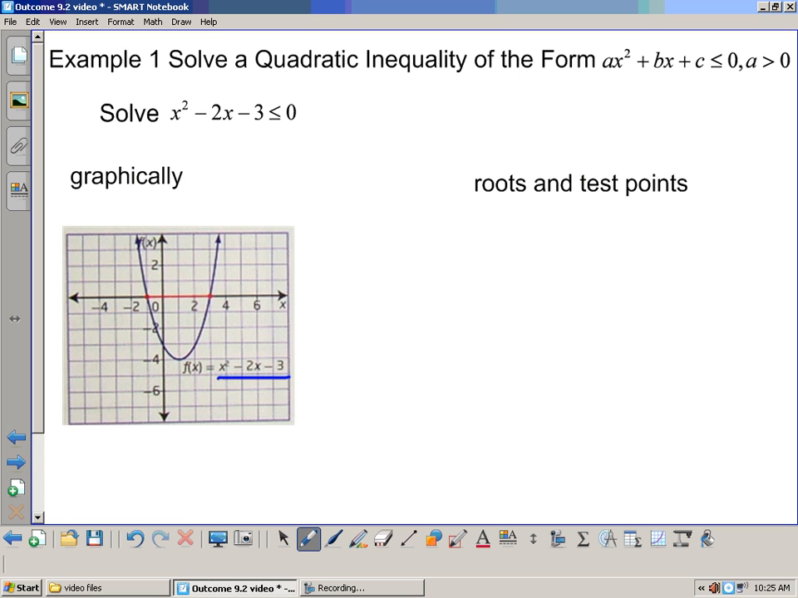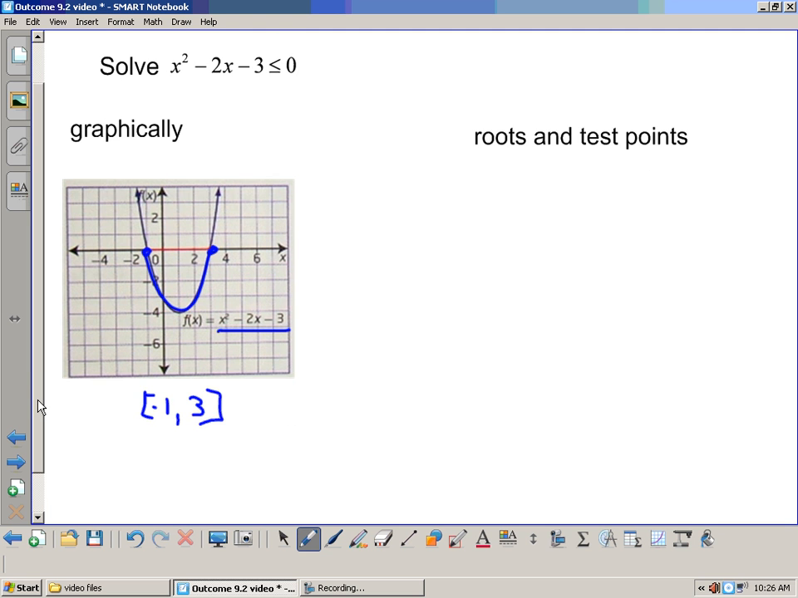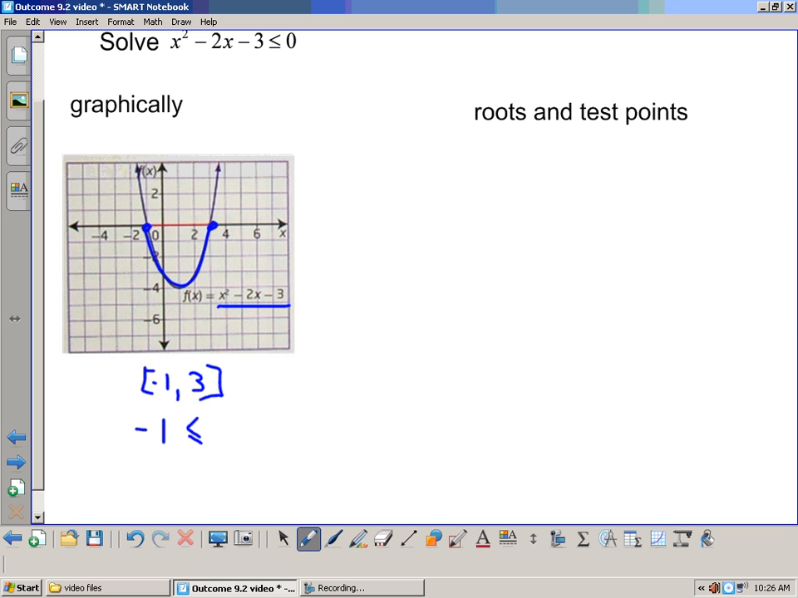If we want those values to be less than or equal to 0, this is my function, this parabola. I want to know when that is less than or equal to 0. The only time that is less than or equal to 0 is when the function is below 0 on the y-axis, and it goes from any value between -1 and up to +3. So our lowest value will be -1, going up to a value of +3. Those are the values for x that will make this a true inequality. I can also write it as -1 is less than or equal to x, and x is less than or equal to +3. That was solving it graphically.